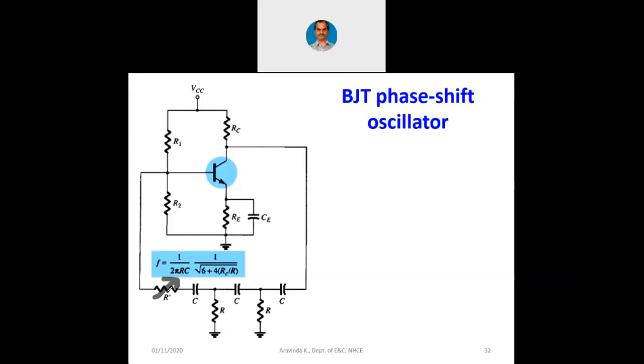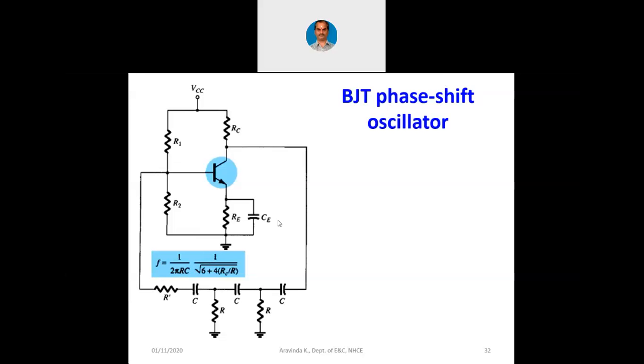When that value of R dash reaches that, then we will have a total 180 degree phase shift across this network, and that is how the oscillator starts working. So even in the lab, this potentiometer needs to be slightly fine tuned until you get the output. That is the remedy which we take in case of the BJT phase shift oscillator. Okay, I hope you understood this point.